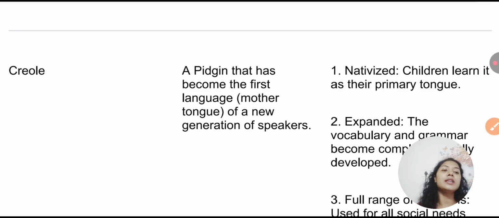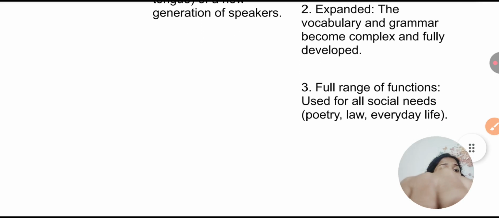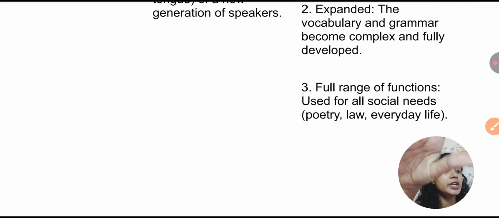First language in the sense that it is the mother tongue that you learn first. So a pidgin that has become the first language, the mother tongue of a new generation of speakers. So it is nativized. Children learn it as their primary tongue. The vocabulary and grammar expand and become complex and fully developed here, and it has a full range of functions used for all social needs, like you are using it for poetry writing, for the law, in your everyday life. Okay.